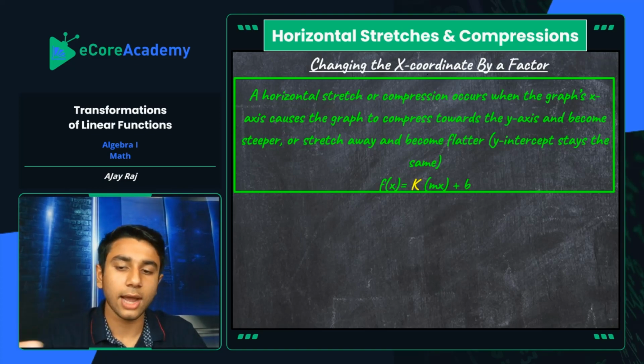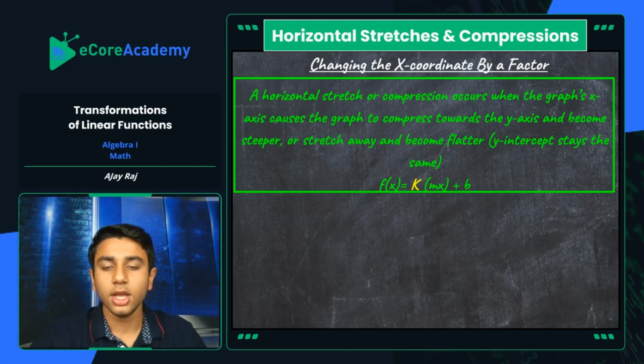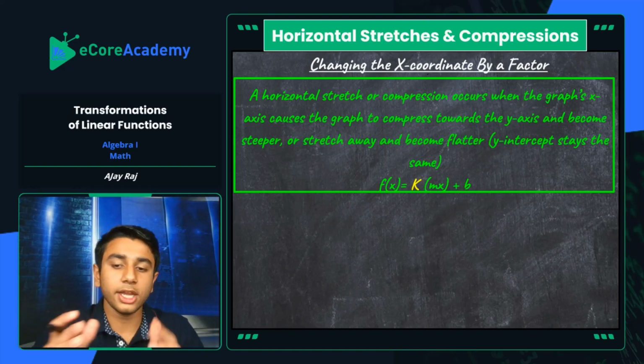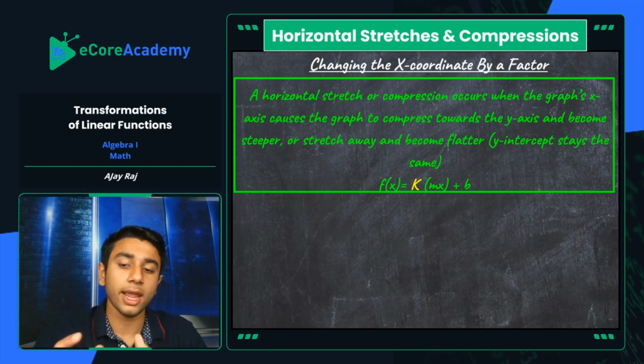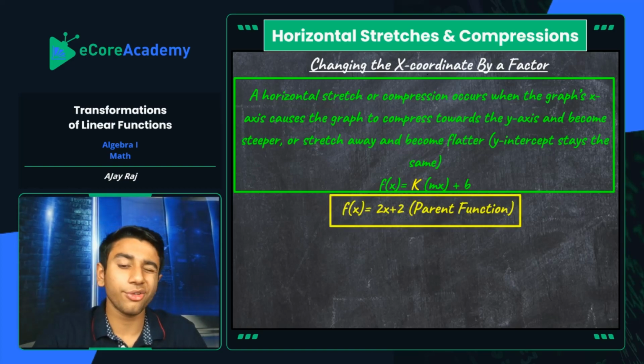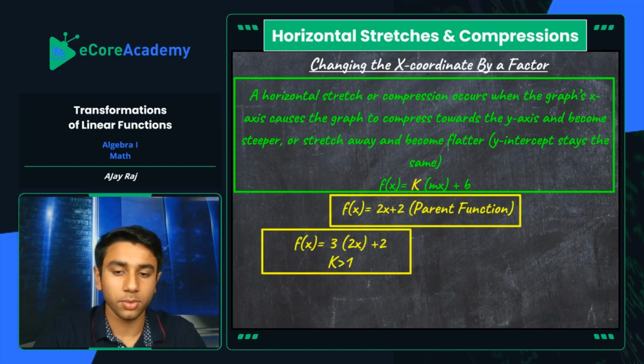And how does this look? How exactly do we carry out this transformation? In order to actually stretch or compress the graph horizontally, we're only going to multiply the slope and the x value together. So we're going to take k, and we're only going to multiply it by mx. We're going to isolate mx, not the entire equation. So we're going to take our original parent function and carry out one transformation. We'll take 3 as our k value. We'll multiply it by the slope and our x-coordinate, so 3 times 2x, and then we'll leave our y-intercept alone, plus 2.